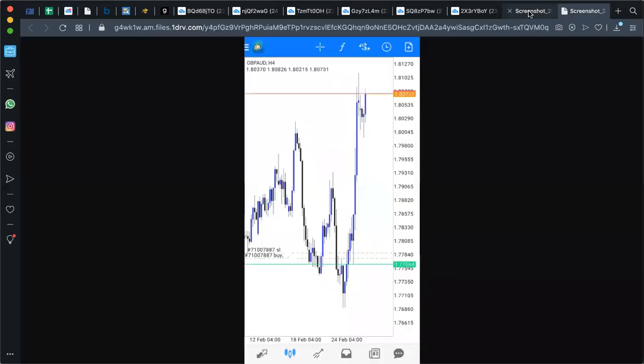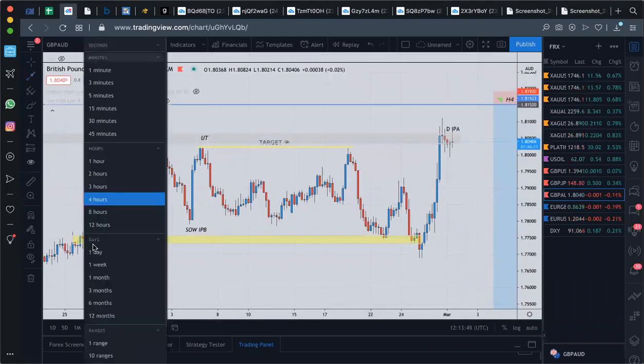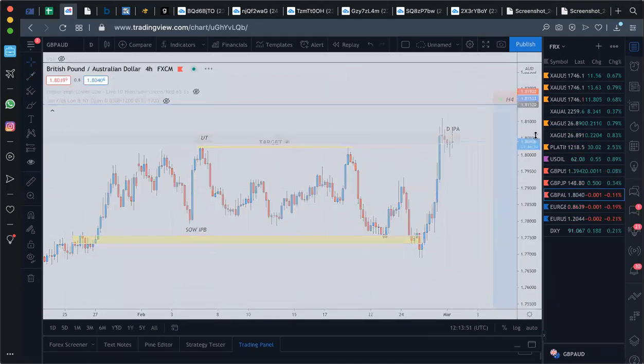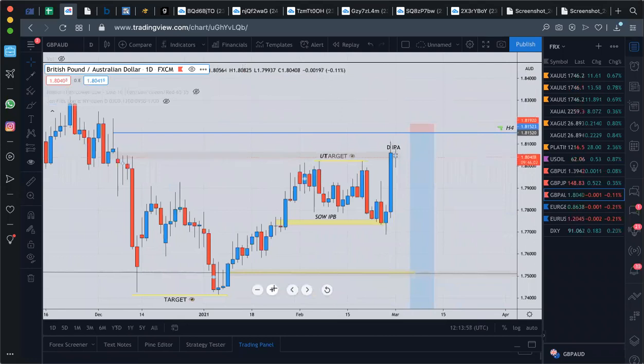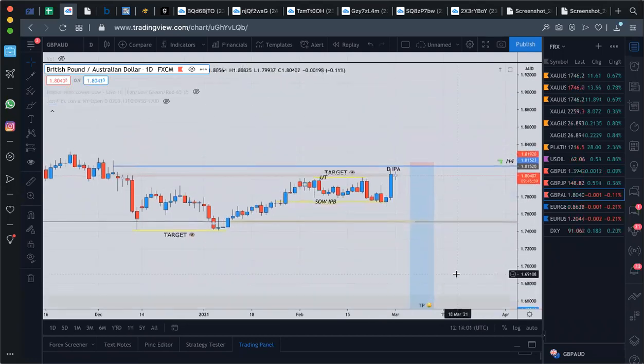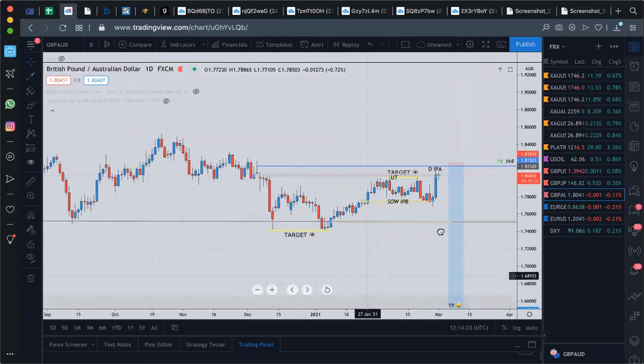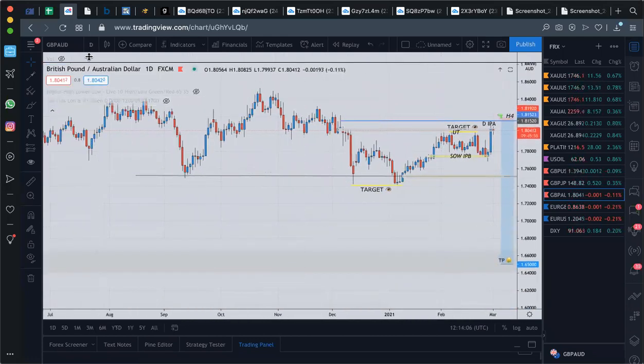Okay, as you can see via this. So with GA, because AD pairs move a bit differently. Don't just think because it's a GBP pair, it's going to move exactly the same as GBP USD and GJ. It doesn't work like that. So with GA, I was thinking, can we potentially come down to fill this IPA?